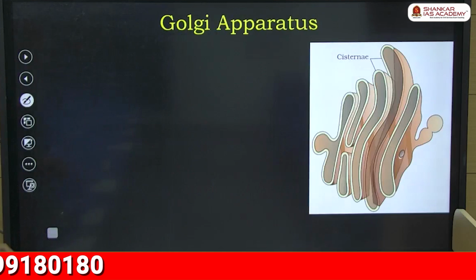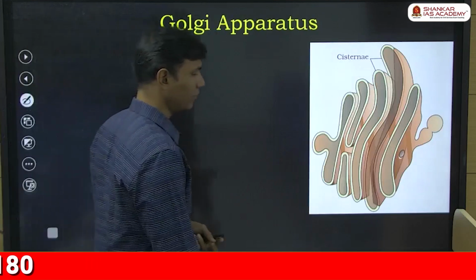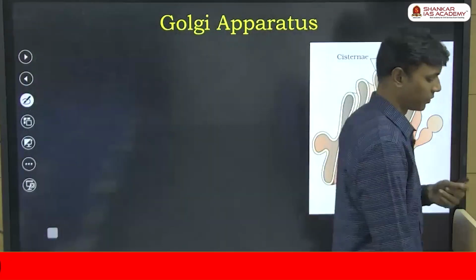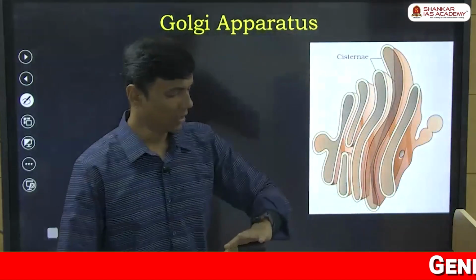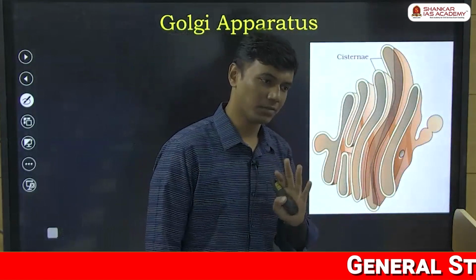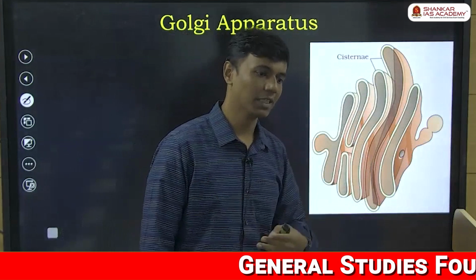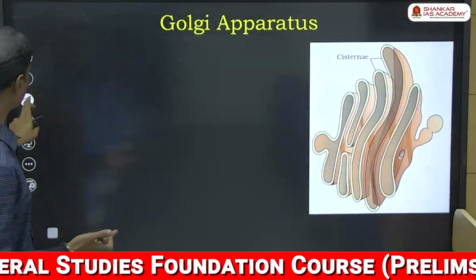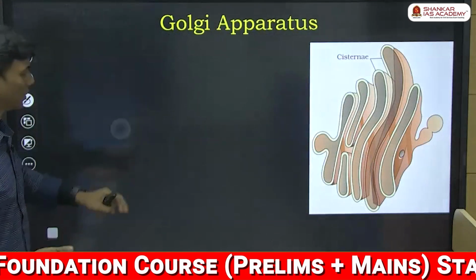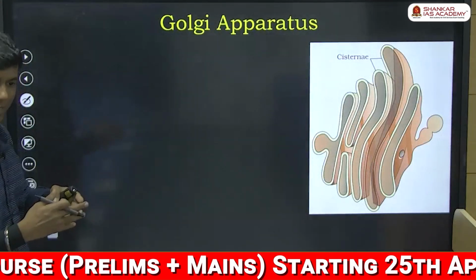Next is Golgi apparatus. So what's this Golgi apparatus? When something is produced in the cell, and then it has to be sent across the cell to different cells or cellular vesicles, you have to pack them, correct? That is performed by Golgi apparatus. Golgi apparatus is more like a logistic partner. It will pack it in a particular form and then it will send it across the body.